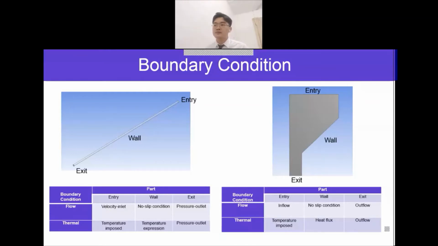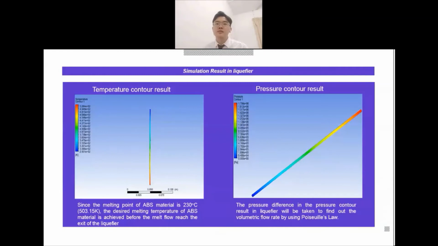For the outlet of the nozzle model, since the entrance of the nozzle is equivalent to the exit of the liquefier, the volumetric flow rate obtained from the liquefier model is applied as the inflow at the entrance of the nozzle, and an outflow condition is selected at the end of the outlet of the nozzle model. The temperature is applied at the entry of the model, the same as the liquefier model. A no slip condition is selected at the wall, and heat flux is applied as the thermal boundary condition at the wall. Temperature contours and pressure contours are the simulation results in the liquefier.